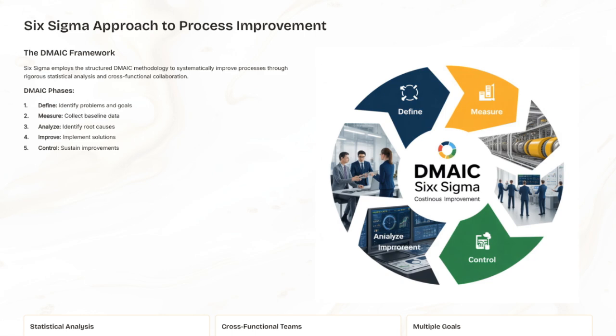The framework of DMAIC, define, measure, analyze, improve, control, is fundamental here. First, we define the problems and set goals. Then, we measure baseline data to understand the current state. Next, we analyze the data to identify root causes of issues. Based on these insights, we implement solutions to improve processes. Finally, through control measures, we sustain these improvements over time.